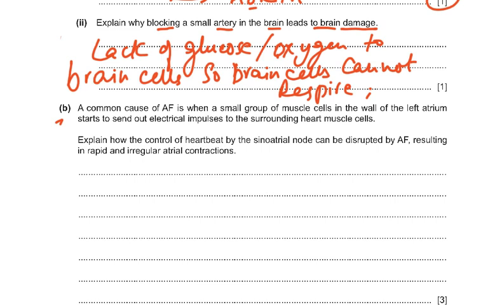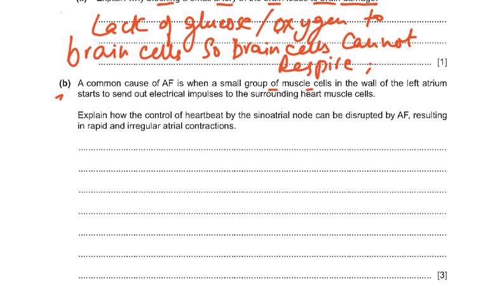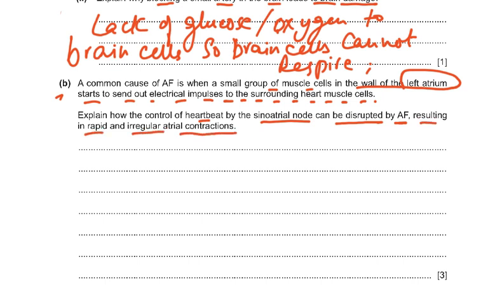Now coming to the B part of the question, a common cause of AF, which is atrial fibrillation, is when a small group of muscle cells in the wall of the left atrium starts to send out electrical impulses to the surrounding heart muscle cells. Explain how the control of heartbeat by the sinoatrial node can be disrupted by atrial fibrillation, resulting in rapid and irregular atrial contractions. Now that's a little difficult question, because it makes you think. If you know the whole heart biology and physiology, only then you can do this.